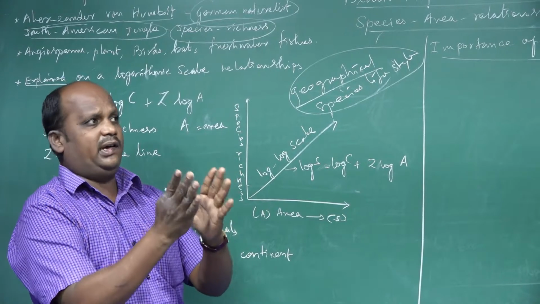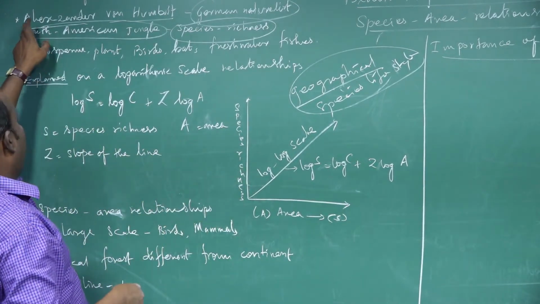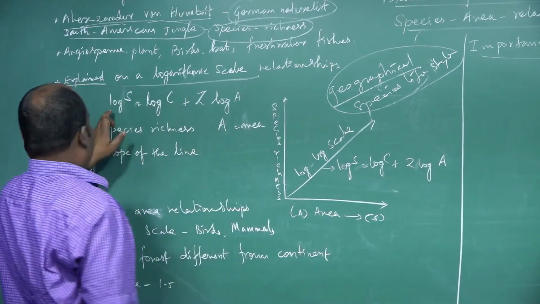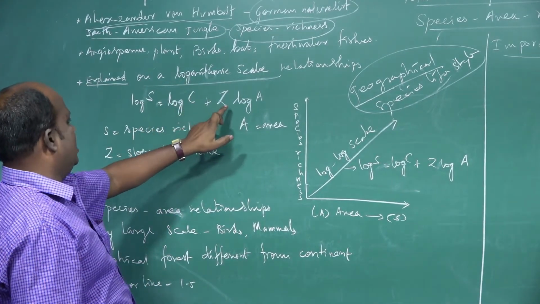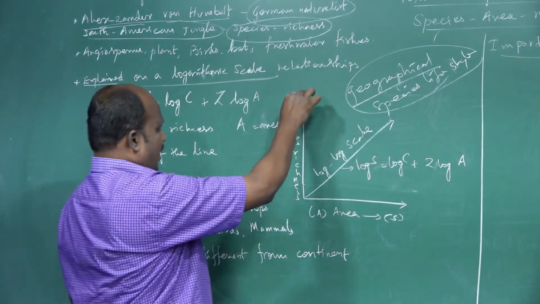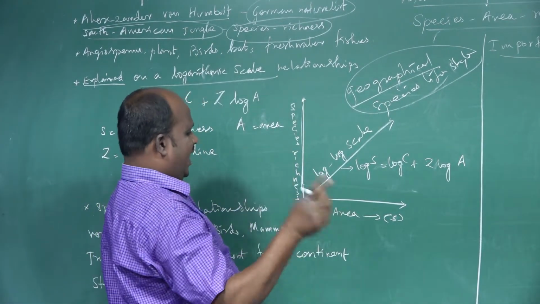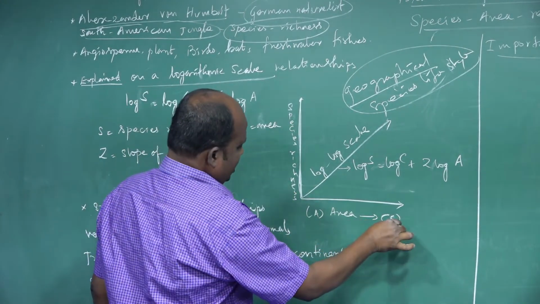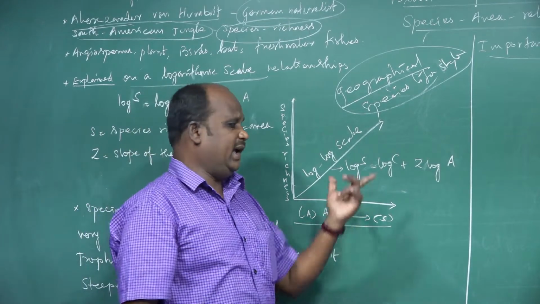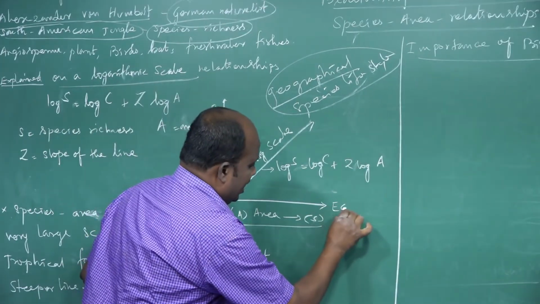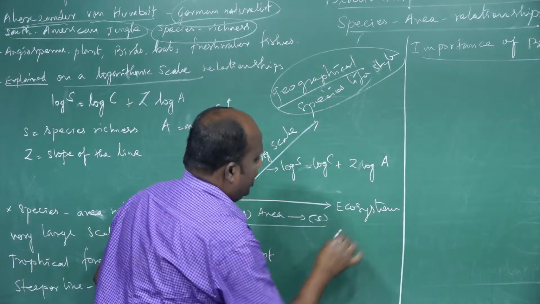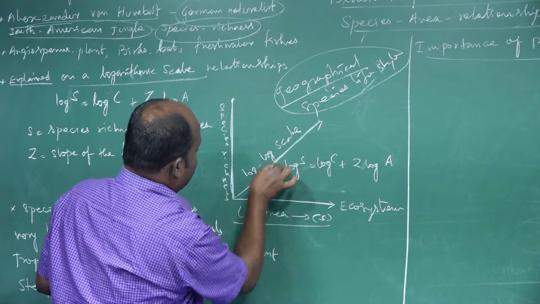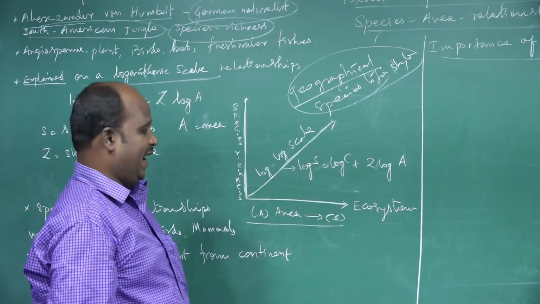Alexander von Humboldt explained these two events with a simple logarithmic scale: log S equals log C plus Z log A. Observe the graph. One of the zones is the species richness areas, the second is the area relationship. Area relationship means that the ecosystem and weathering conditions of that area coincide, so the populations gradually increase.